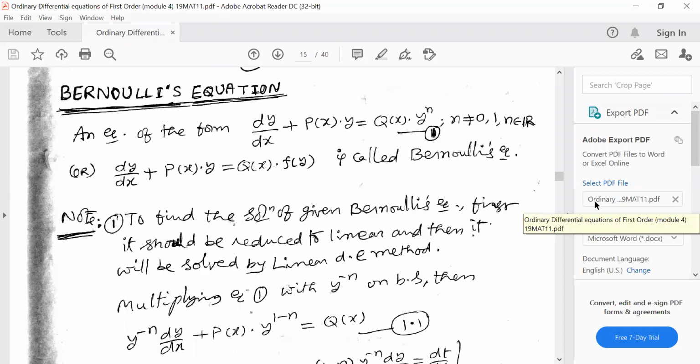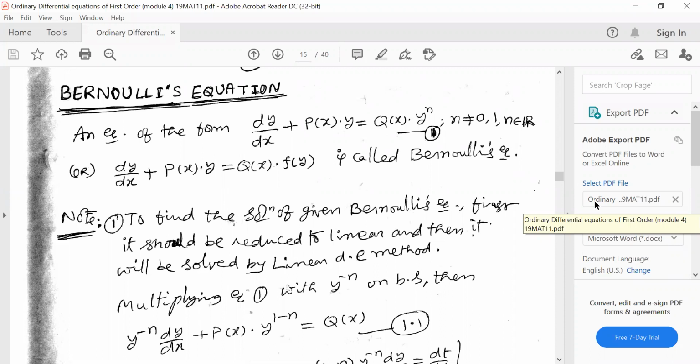We now discuss the next form of that linear form, that is Bernoulli's equation. As we have discussed about linear differential equation like dy by dx plus p of x into y is equal to q of x. That was called linear equation. But it's not like always the problem will be in that form.